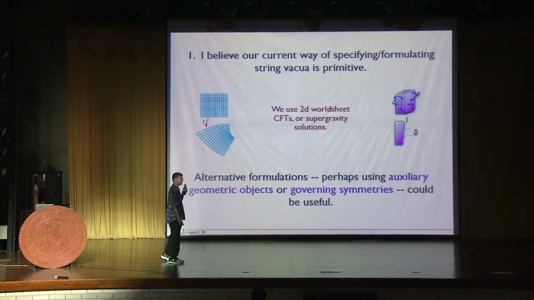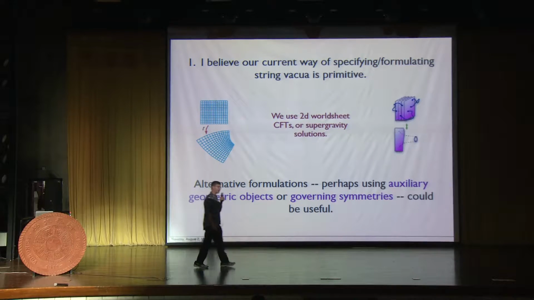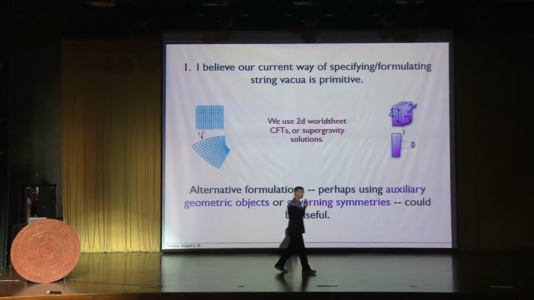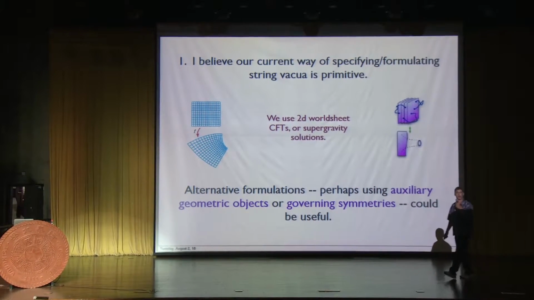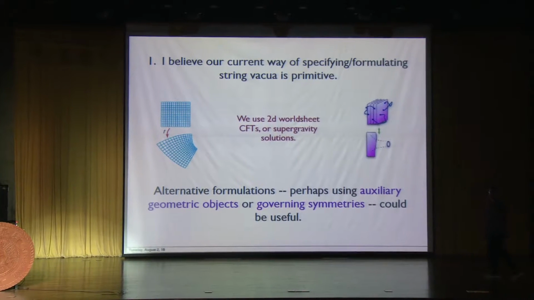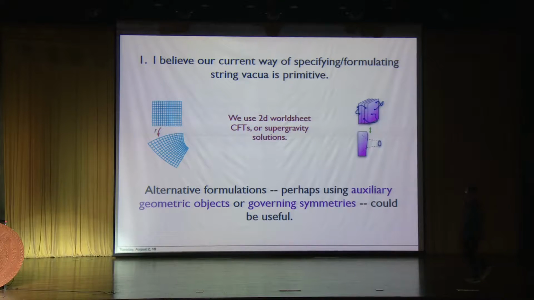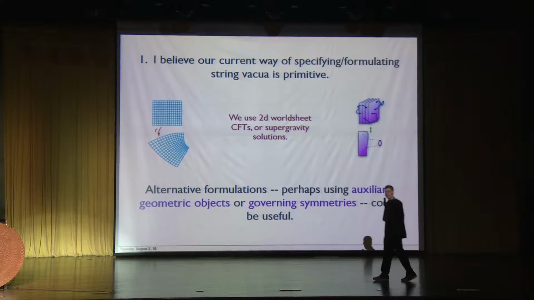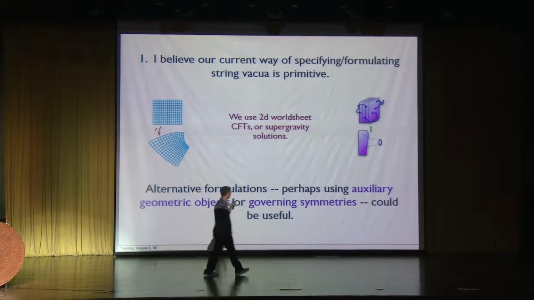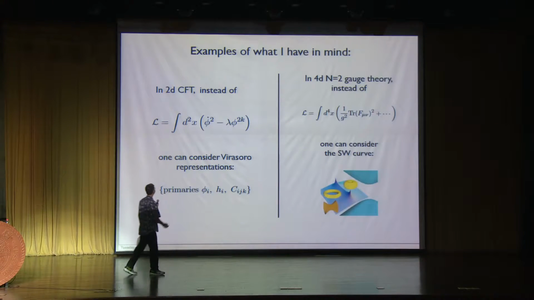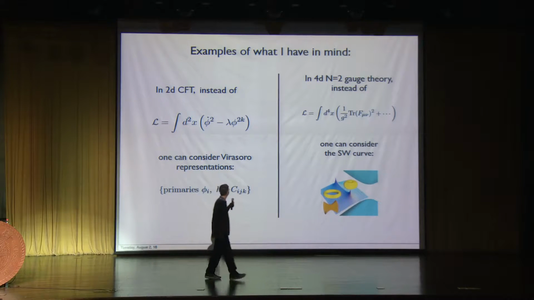First of all, I think I'm not alone in believing that our current way of specifying or formulating string vacua is quite primitive. We use either two-dimensional worldsheet CFT, or sometimes supergravity solutions. And these are both beautiful techniques with wide ranges of applicability. But it seems to me that alternative formulations, perhaps using either auxiliary geometric objects associated to the vacuum or deep governing symmetries, could also be useful. And just to make sure this isn't too abstract, here are some examples of what I have in mind.